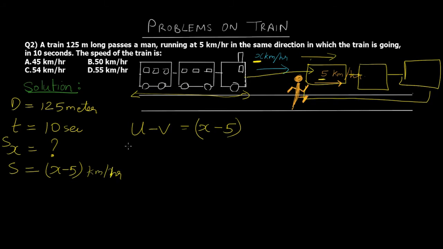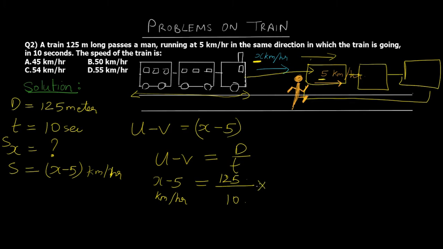Now let's calculate this relative speed. So this relative speed, that is u minus v, is going to be distance upon time. So x minus 5 is equal to the distance, 125 meters, upon time, 10, and since this is in kilometer per hour, we have to convert these meters and seconds into that same unit format. So we have to multiply it by 18 by 5. So ultimately we have x minus 5 is equal to, just cancel out these values and you'll finally get 45. So the relative speed is 45 km per hour.